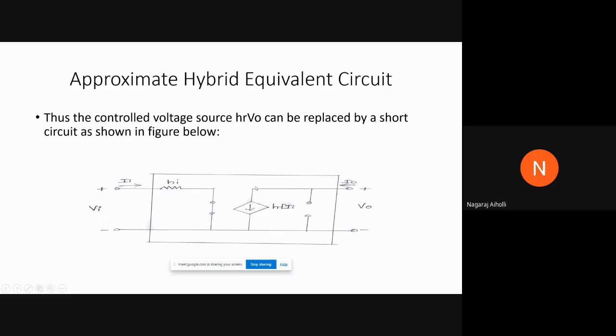Therefore, the approximate hybrid equivalent circuit looks like this. This is the approximate hybrid equivalent circuit where the controlled voltage source HR V0 is a short circuit and the output resistance H0 is an open circuit. Further, we have HI only in the input side here. Therefore, this circuit gets modified, and in the output side we have only HFII. Therefore, I can redraw this figure.